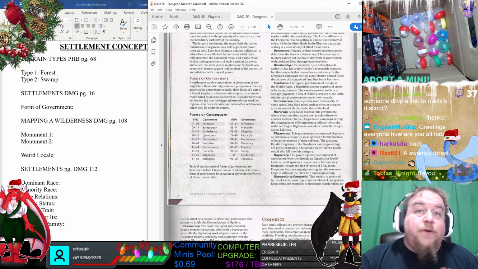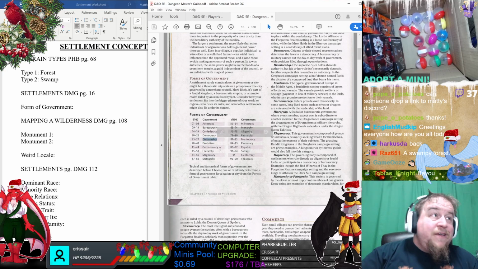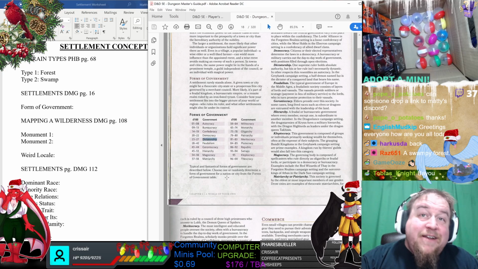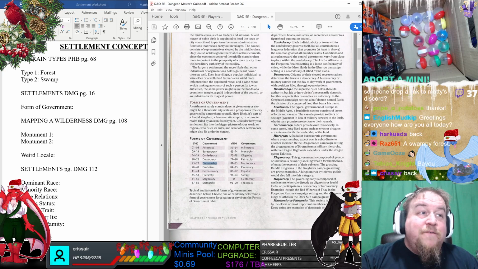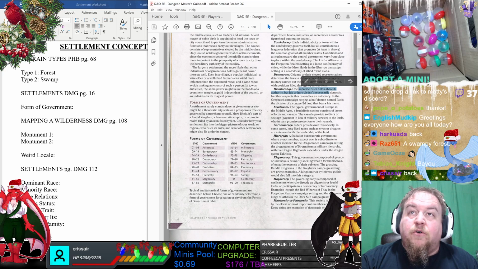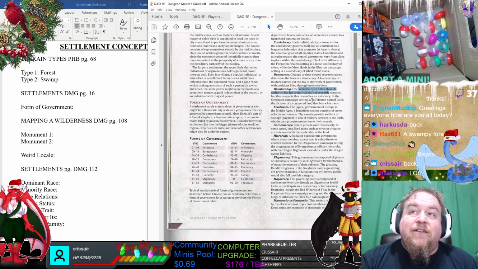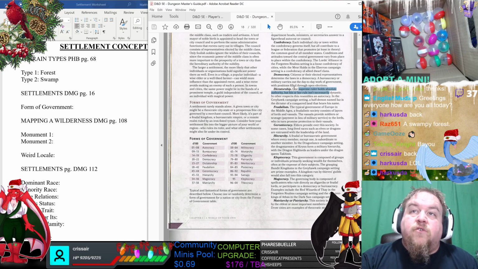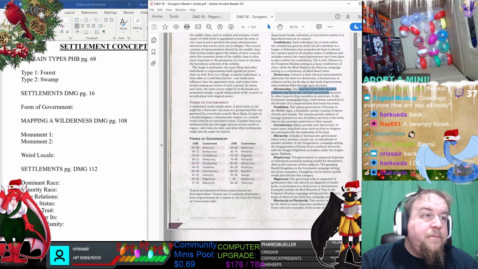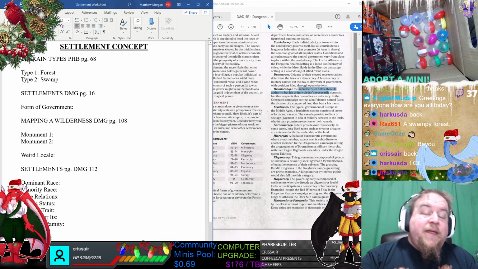23. Well, a dictatorship. You know, we're talking about an evil tyrant, and a dictatorship is a very easy example of such. One supreme ruler that holds absolute authority, but his or her rule isn't necessarily dynastic. In other respects, this resembles an autocracy. In the Greyhawk campaign setting, a half-demon named Iuz is the director of a conquered land that bears his name. It writes itself, right, Hark? So our form of government is a dictatorship.